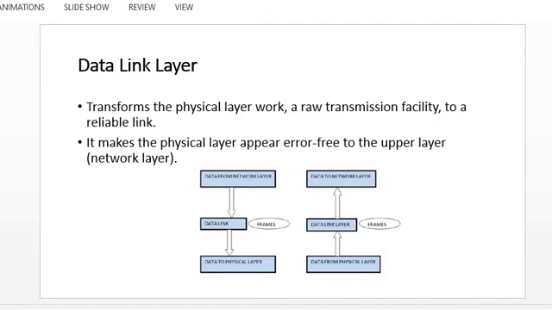Then we have the data link layer. The data link layer is there to ensure that whatever has been done at the physical layer is transmitted smoothly without errors. So the data link layer ensures that the raw data emerging from the physical layer is packaged and transmitted in an error-free way. So it now looks at the issue of framing of the data so that it is packaged appropriately for transmission.